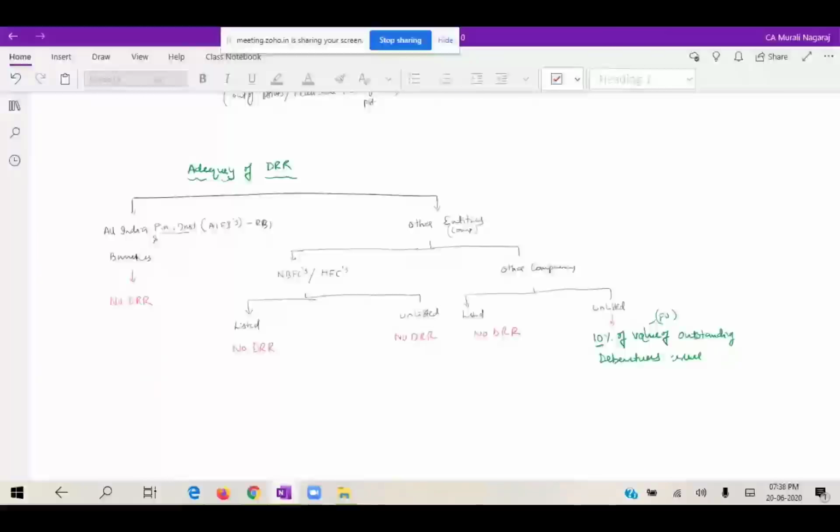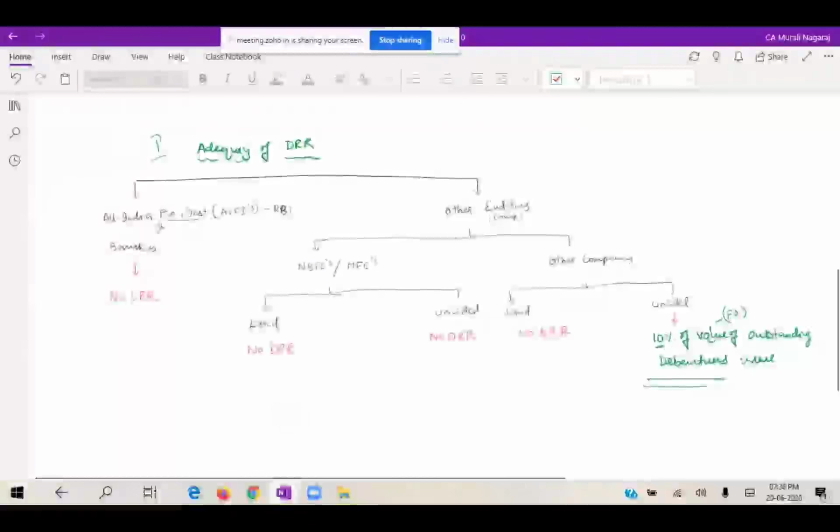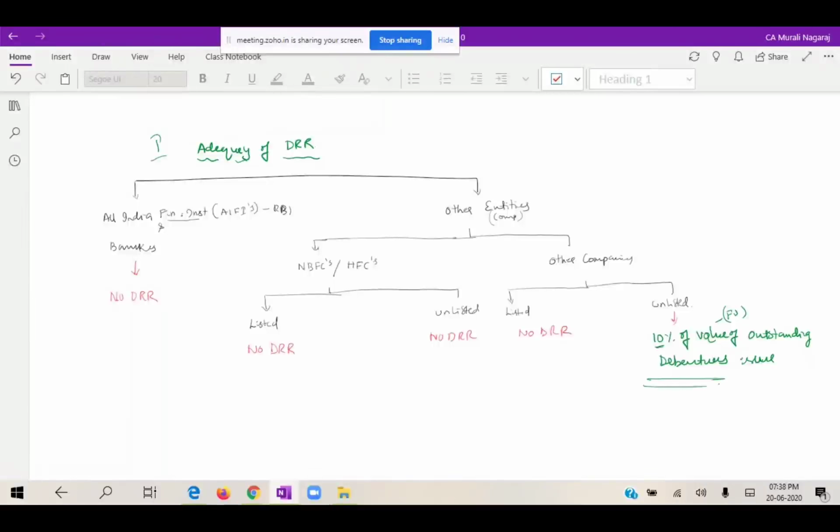Think of only other companies which are not NBFCs, HFCs, AFIs or banks governed by RBI. If it is unlisted, then only a DRR equal to 10% of the value of debentures is supposed to be created. Got it? So this is part 1 of the amendment: adequacy of DRR, that is, only unlisted other entities are supposed to create a DRR equal to 10%. This is not the maximum, this is the minimum. DRR shall be at least 10% of the value.